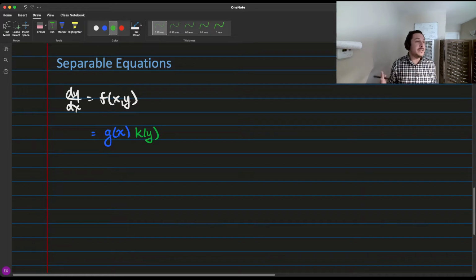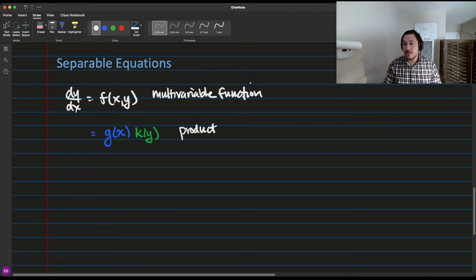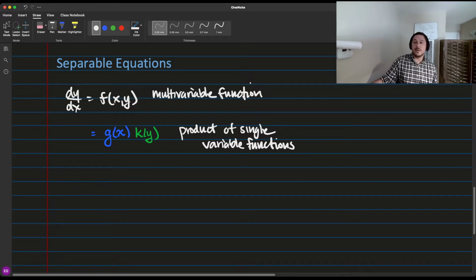All right, so f is a multivariable function. Not every multivariable function can be written as the product of single variable functions. Does everyone understand what I mean when I say that f of x, y is a multivariable function, and g of x and k of y is a product of single variable functions? Do I need to explain that more, or do those words make sense?